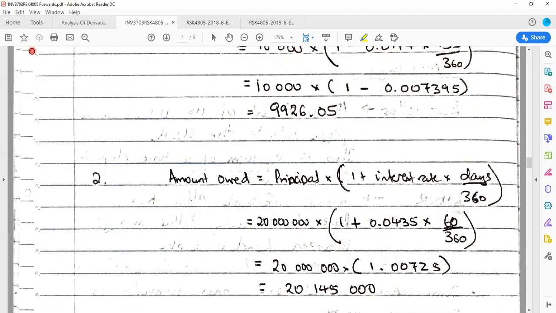Okay. So those are 2 common questions that could come in the exam. Don't take those marks for granted. Make sure you know how to do those calculations, right?